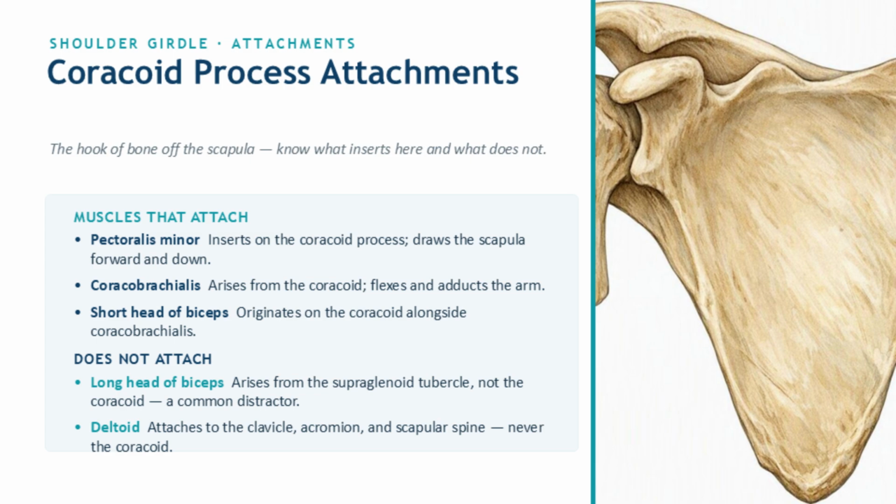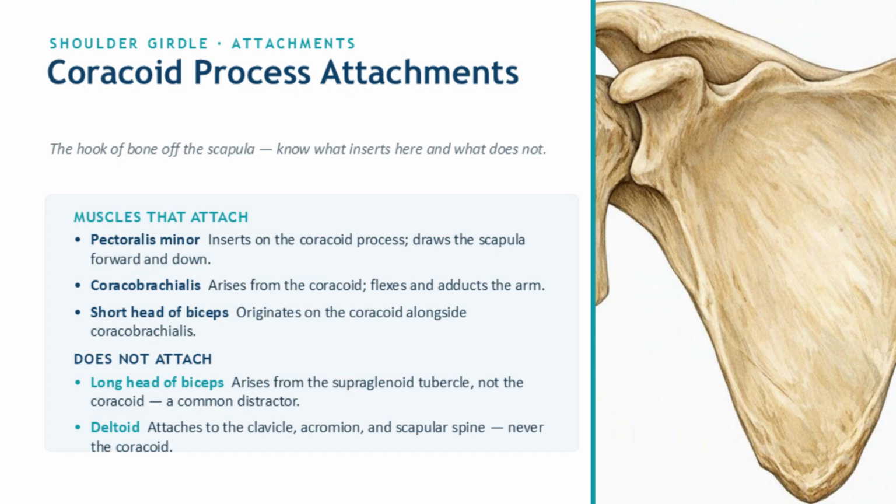movement. As you study this region, pay attention to which muscles attach here and which do not. Understanding these relationships helps clarify the anatomy of the shoulder girdle and upper extremity. The coracoid process is also an important landmark during palpation and clinical assessment. Knowledge of attachment sites allows therapists to better understand movement patterns, muscle actions, and potential sources of pain.